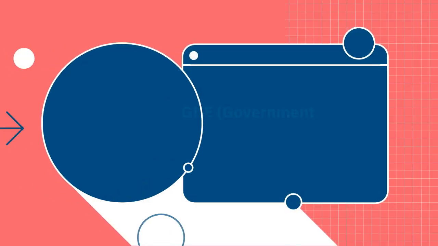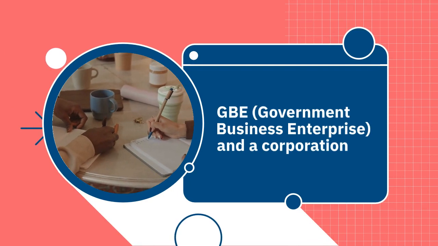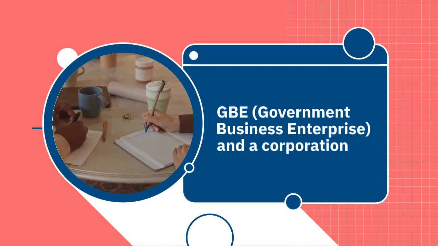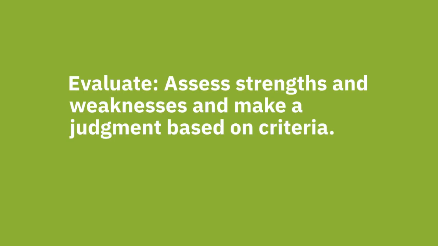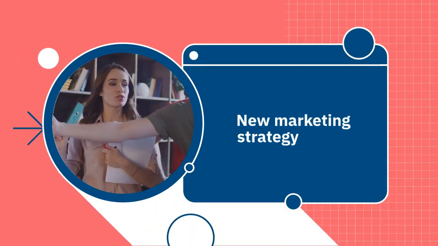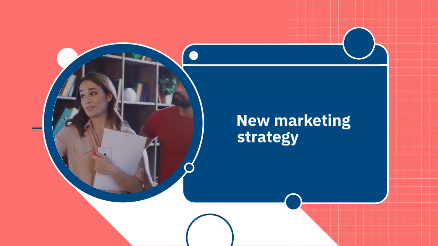For example, distinguish between a GBE, government business enterprise, and a corporation by noting differences such as ownership, purpose, and profit distribution. Evaluate. This requires you to assess strengths and weaknesses and make a judgment based on criteria. For instance, if evaluating a new marketing strategy, you would consider its effectiveness, cost, and alignment with company goals, then conclude whether it's a good fit.